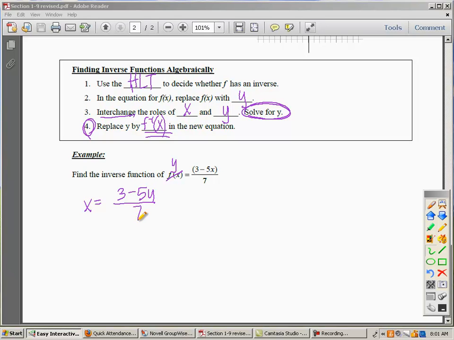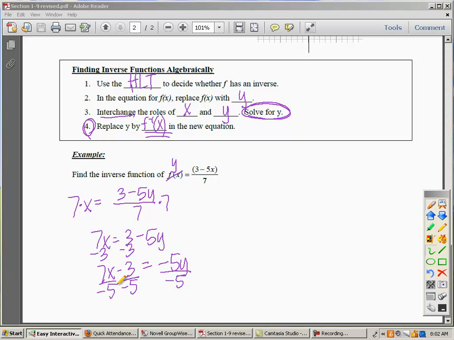Now our goal is to get back to the y by itself. So I'm going to multiply both sides by 7. We have 7x equals 3 minus 5y. Subtract 3. 7x minus 3 equals a negative 5y. And I'm going to divide everything by negative 5. Now I divide each term because I'd like it in slope-intercept form.